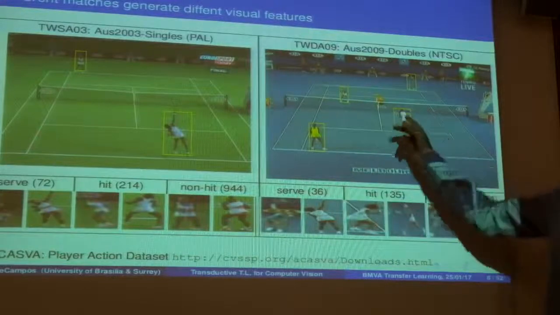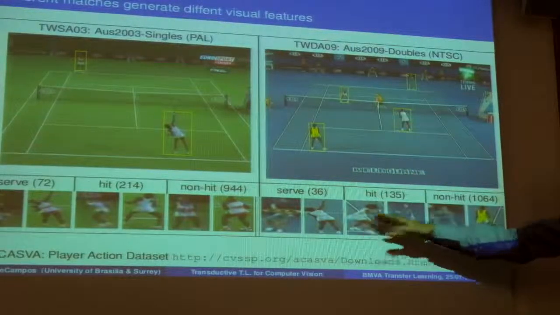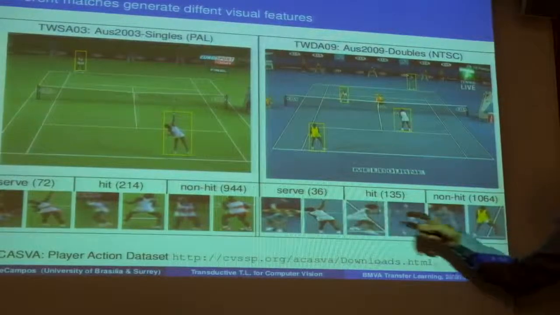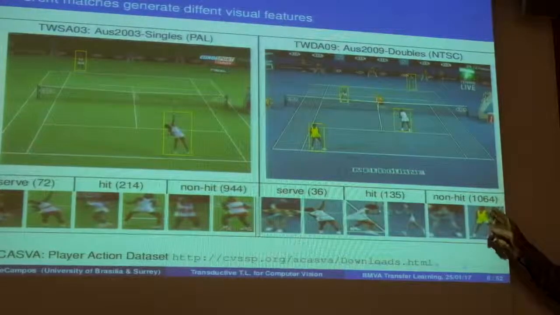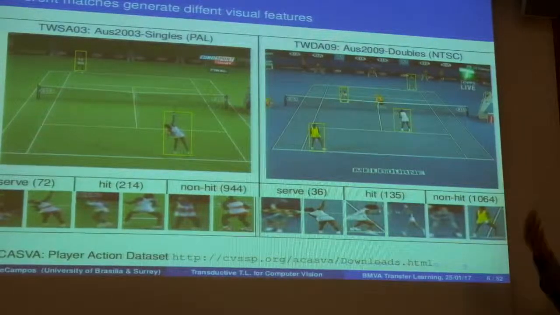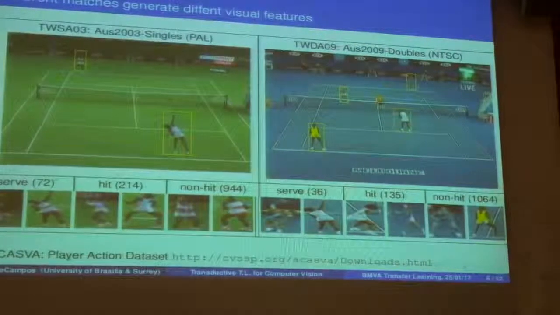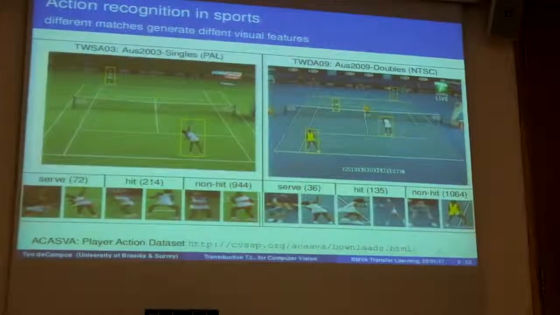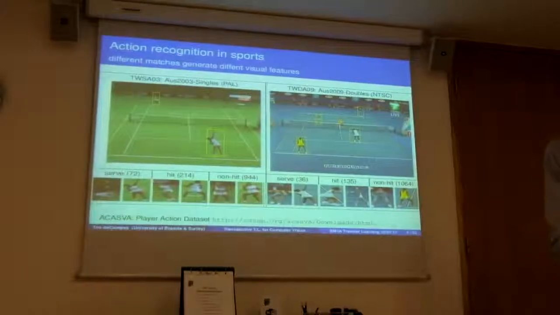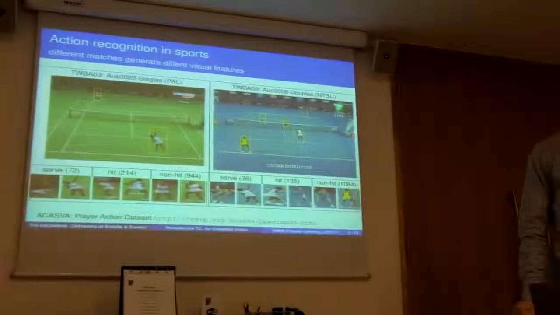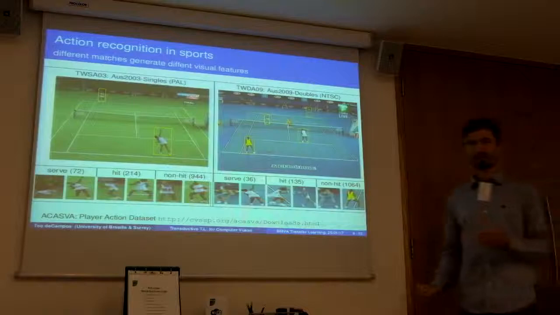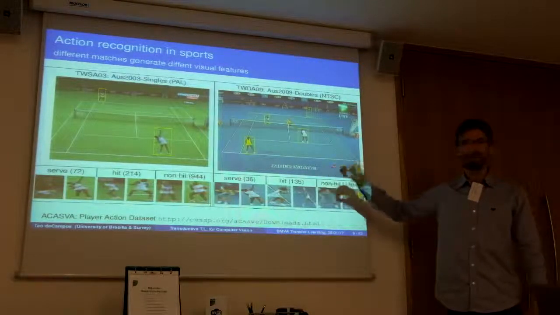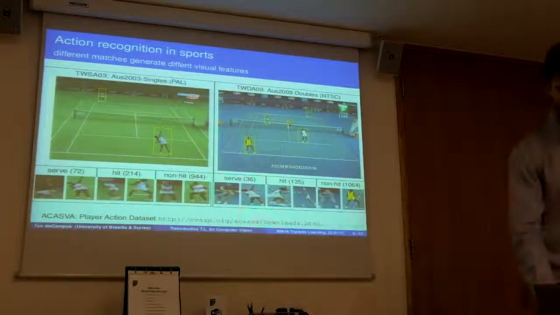And so in a game of doubles, you get a data set like this one, and you can see that the number of serves is much smaller than the number of non-hit actions, which includes running or waiting for the ball or any other action that players do when they're not actually interacting with the ball. So it's a very unbalanced data set, and it's quite challenging. And it's interesting because it's not about activity categorization, so everyone knows that this is a tennis game, but it's more specific, it's detecting the specific action of a player in a game.